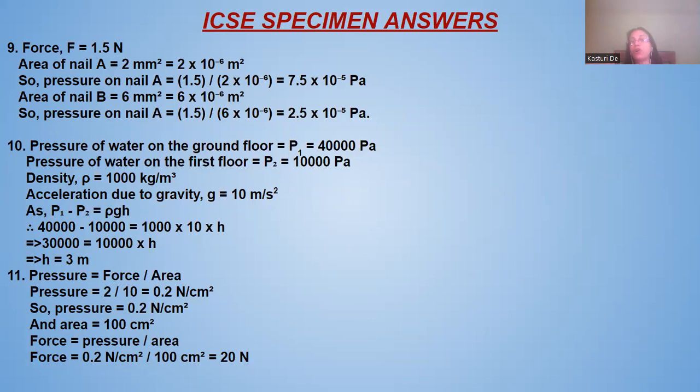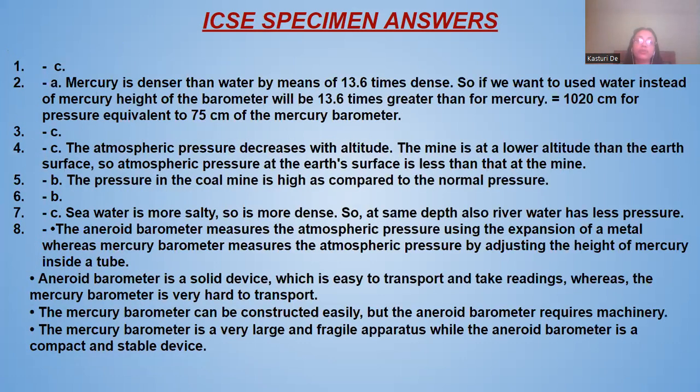So pressure on the ground floor is 40,000 pascals and pressure of water on the first floor is 10,000 pascals. Now density of water is 1000 kg per meter cube, and acceleration due to gravity, that is g, is given as 10 meter per second square. As we know that P1 minus P2 is equal to rho GH. Pressure of water on the ground floor minus the first floor will be equal to rho GH. That means 40,000 minus 10,000 is equal to rho GH. Rho is given as 1000, g is given 10, and height we don't know. That means H is equal to 3 meters. Clear? Next, we are moving to the last question.